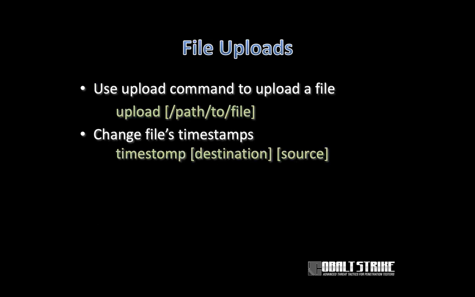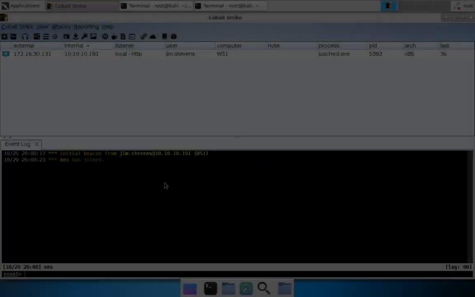To upload a file, use the Upload command. Just upload the local path to the file, and Cobalt Strike will push that over to the target. If you want to change the timestamps of the file to make it blend in with something else on the target, use the timestamp command. Timestamp will update the MAC values for the file, so modified, accessed, and created. And you do not need special privileges to do this. You just need write permission for the file.